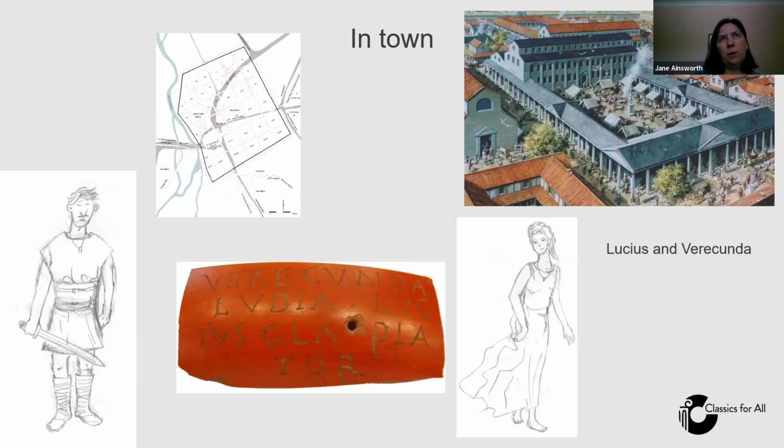And if we ask these questions about what this tells us about the society in which they lived, if we think about it, both these characters would have been enslaved. Enslaved people weren't allowed to get married. They weren't allowed to have official relationships. This little bit of pot with their names scratched onto it might be the only visible sign that these two people were in a relationship.